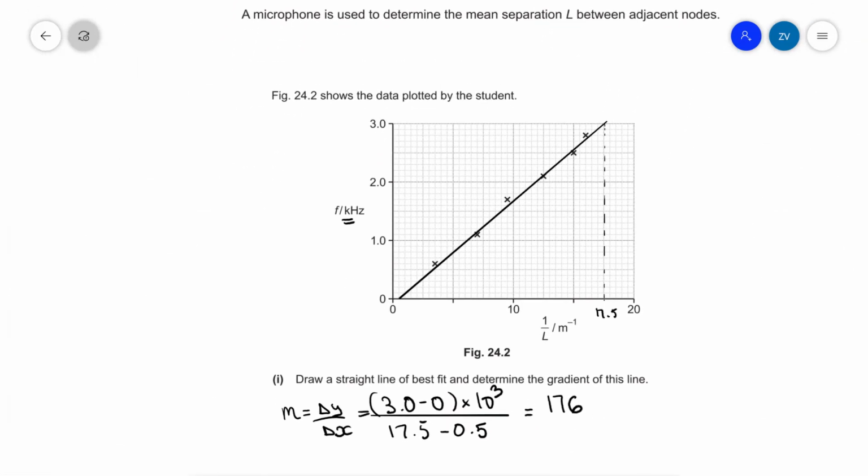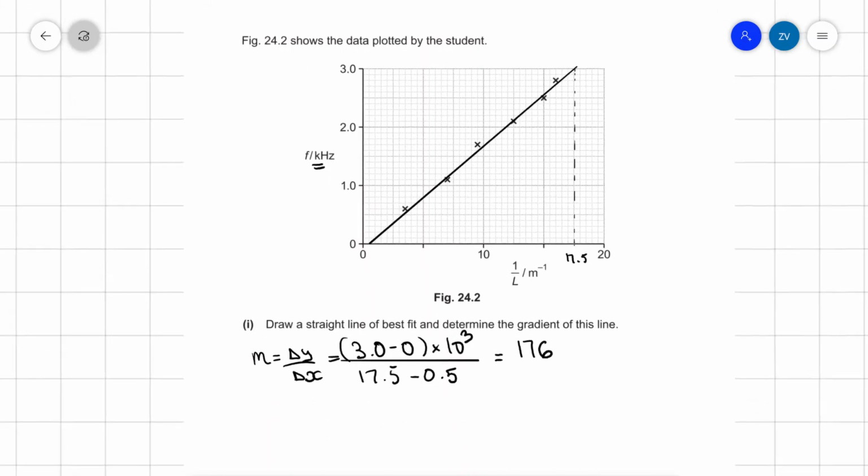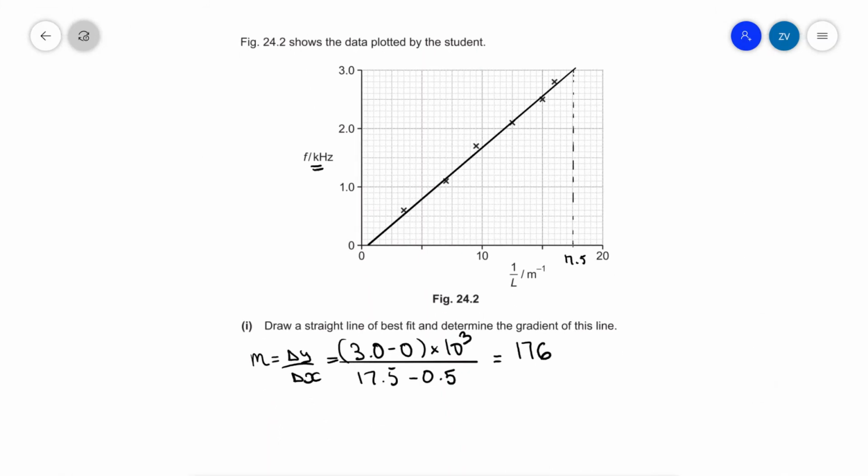Now we have a graph here and we need to draw the line of best fit and find the gradient. So I've drawn a line of best fit, and before we find the gradient, just a quick check: notice that we have kilohertz on the y-axis. So we need to be very careful when we're calculating the gradient. Our gradient will be change in y divided by change in x. So it's going to be 3 minus 0 times 10 to the power of 3, because our frequency is given in kilohertz. We're going to be dividing that by our change in x.